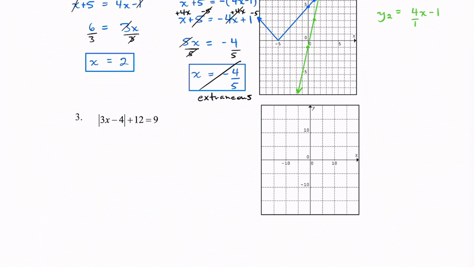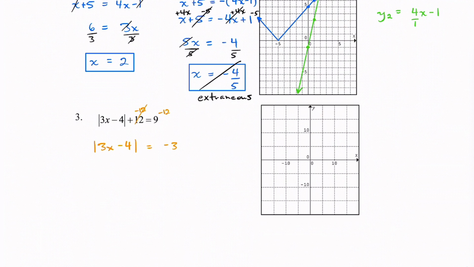So we got the absolute value of 3x minus 4 plus 12 equals 9. So we first wanted to get the absolute value by itself. So we're going to subtract 12 from both sides. Those 12s will cancel. So we got the absolute value of 3x minus 4 equals, and then we got 9 minus 12. So that's -3.